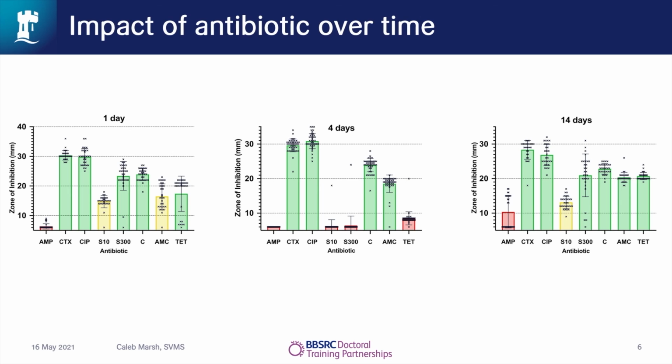If we expand this to look at different lengths of time post-treatment, we have graphs here for 1 day, 4 days, and 14 days post-treatment. One day post-treatment, we can see there is ampicillin resistance and 2 intermediate results. Four days post, we have 4 resistance results, and by 14 days, we have 1 resistance, 1 intermediate, and more spread of the isolates, suggesting that there is greater diversity in the susceptibility.